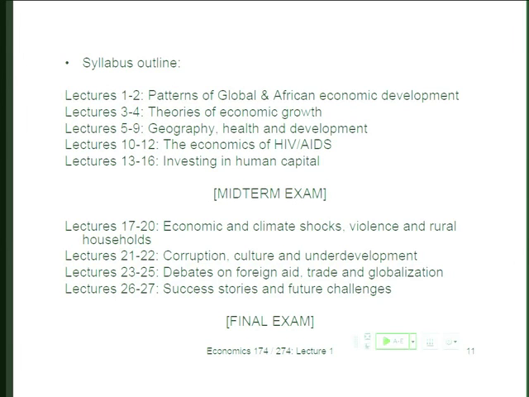Okay, so these are the nine different topics we're going to talk about in the term. After the first five topics or modules, we're going to have a midterm. We're going to look at a lot of different development challenges.